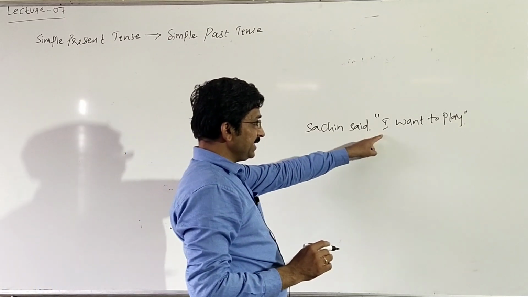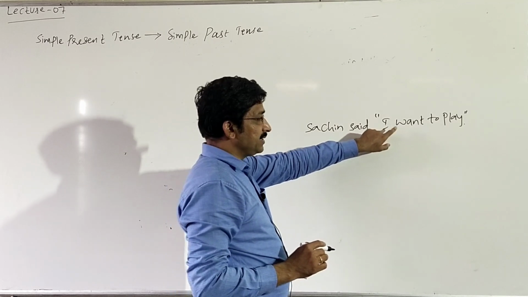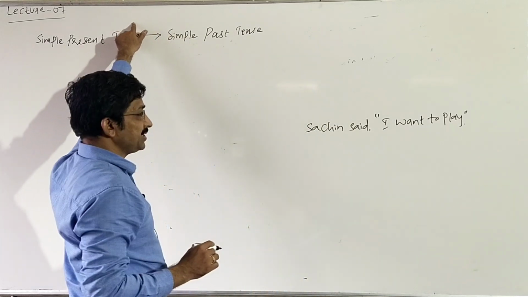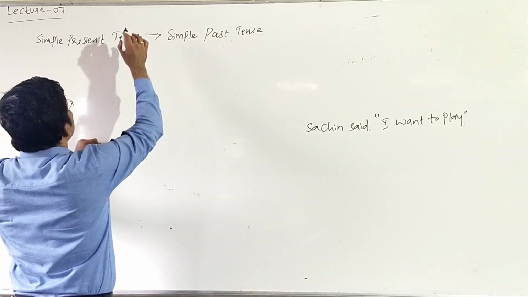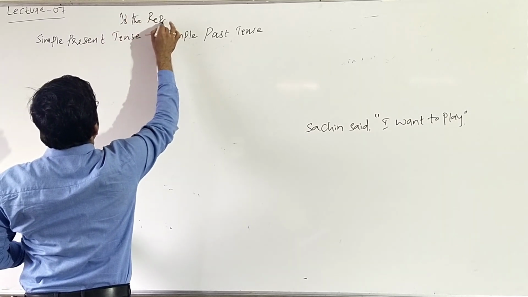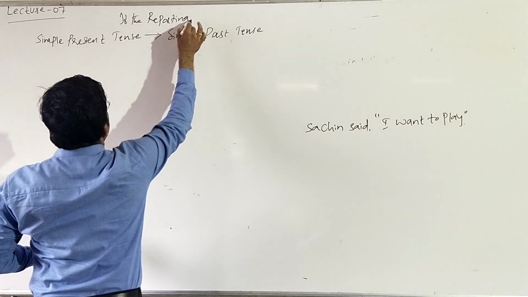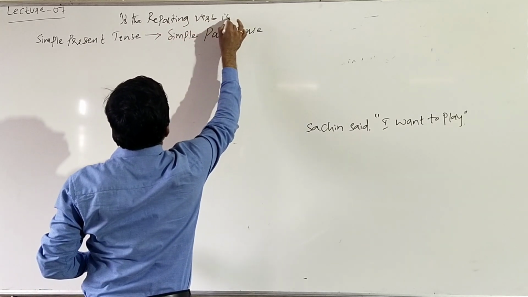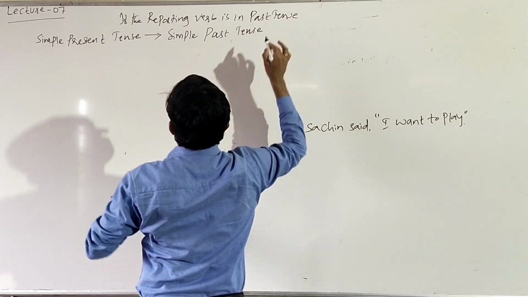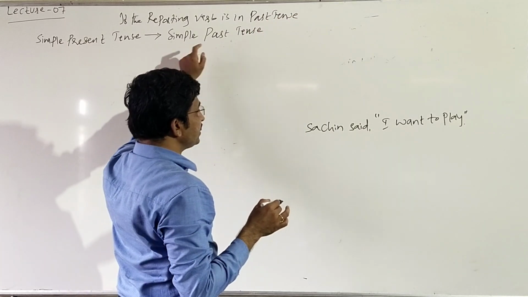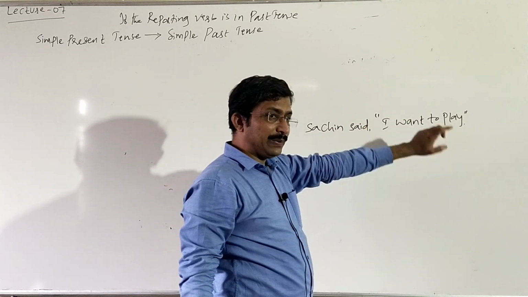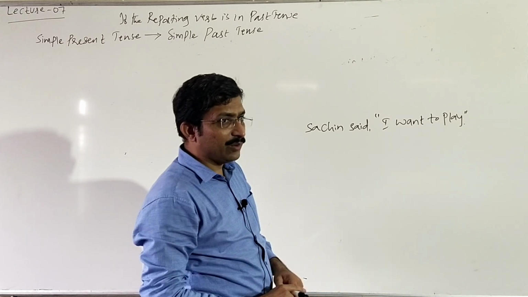This is simple present tense. This is in past tense. If the reporting verb is in past tense, then simple present tense is changed into simple past tense. Sachin said that he wanted to play. Its answer is he wanted to play.